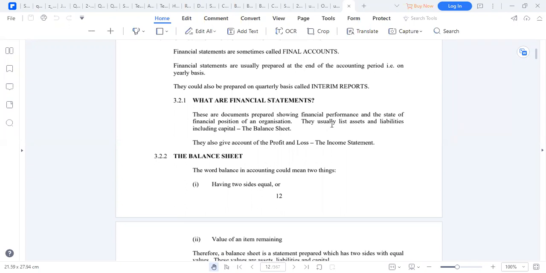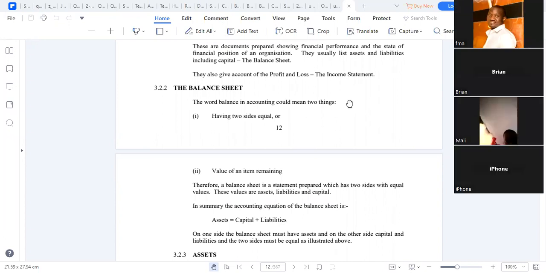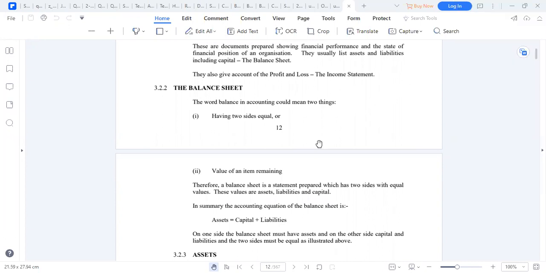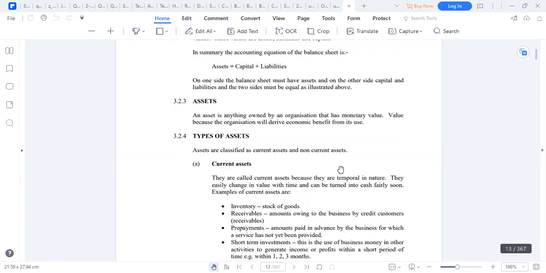So the balance sheet is the fulfillment of the accounting equation, which we discussed the previous class, where assets are equal to capital plus liability. So the balance sheet is actually prepared and has two sides, which should always be equal. The assets must be equal to the sum of the capital and the liabilities. So what are assets? The assets simply are what the business owns.